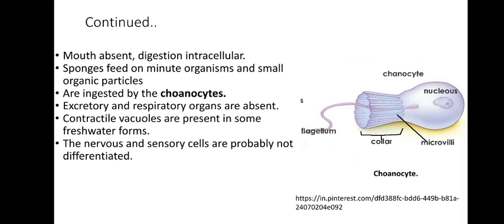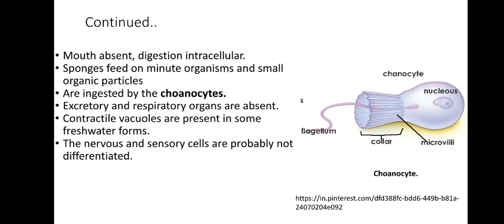And usually these feed on the minute organisms which flow with the water, the incurrent water that comes through the ostia. The water flows into the spongocoel. Remember, the central cavity present in the sponge is called spongocoel. So the water enters into the spongocoel, it gets circulated there, and those tiny particles of food that are present in the water will then be taken by the choanocytes.